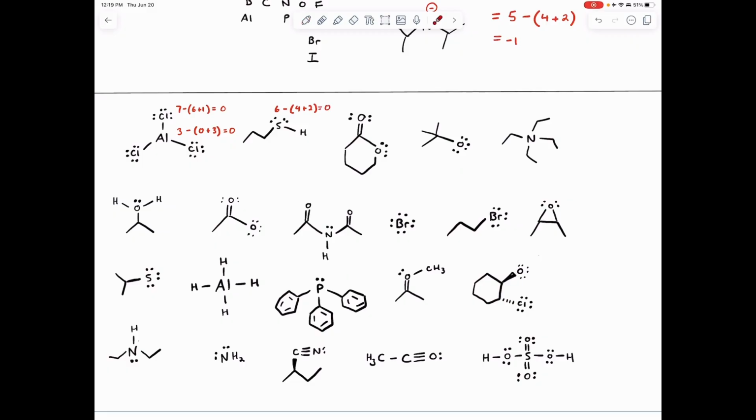What I want you to notice here, this hydrogen that's drawn in, let's calculate the formal charge. Hydrogen has a valence of 1. It is surrounded by 0 dots and 1 line.